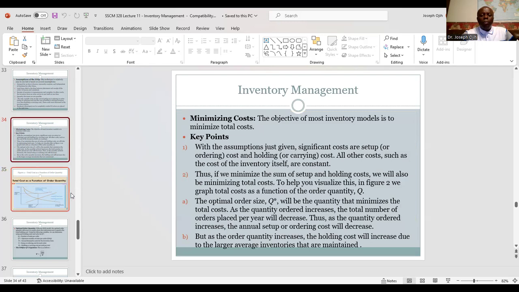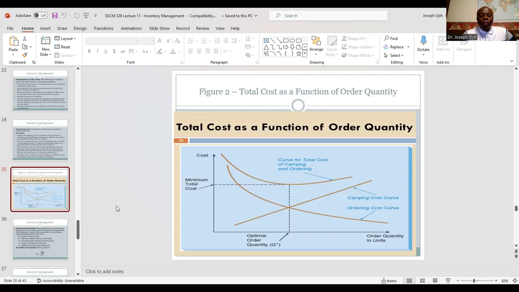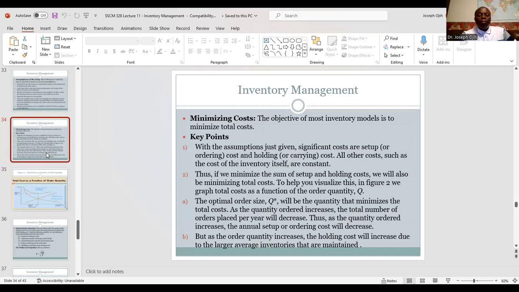Now the optimal order size, Q star, will be the quantity that minimizes the total cost. You can see the optimal order size here. It is Q star because this is where it touches the curve for the total cost of carrying and ordering. This is the minimum total cost, and that is where the optimal order quantity lies. As the order quantity increases, the holding cost also increases, obviously, because with more quantity ordered, you have to store them if you don't sell them off immediately.